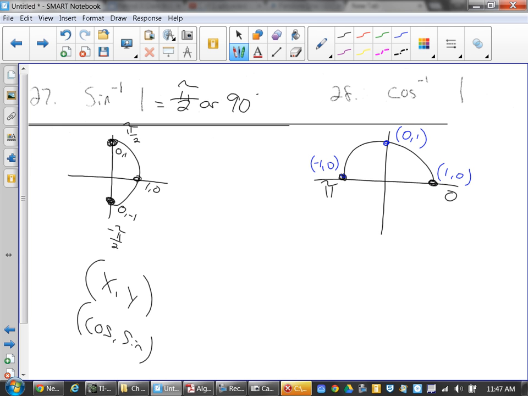Wait, so you want our answer in both degrees and radians? Yes, please. Which one of those has an x coordinate of 1? 0. So the cosine inverse of 1, what angle has a cosine of 1, is 0 in degrees or 0 in radians. So you just write 0. That's fine.